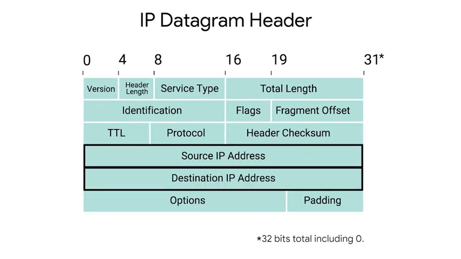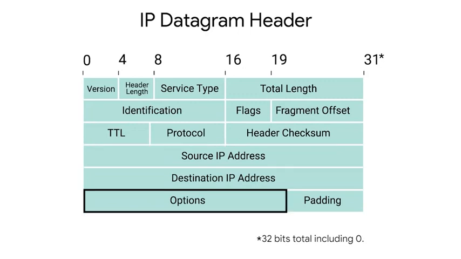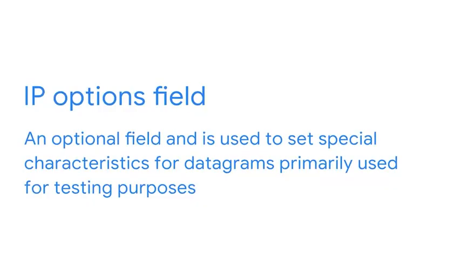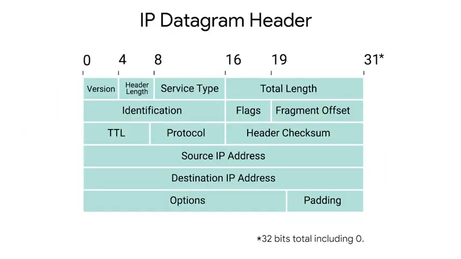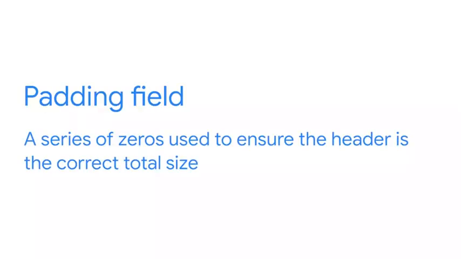Remember that an IP address is a 32-bit number, so it should come as no surprise that these fields are each 32 bits long. Up next, we have the IP options field. This is an optional field and is used to set special characteristics for datagrams primarily used for testing purposes. The IP options field is usually followed by a padding field. Since the IP options field is both optional and variable in length, the padding field is just a series of zeros used to ensure the header is the correct total size.